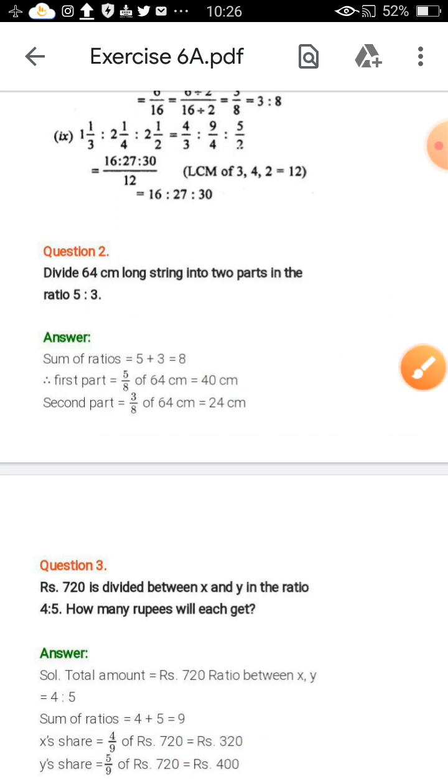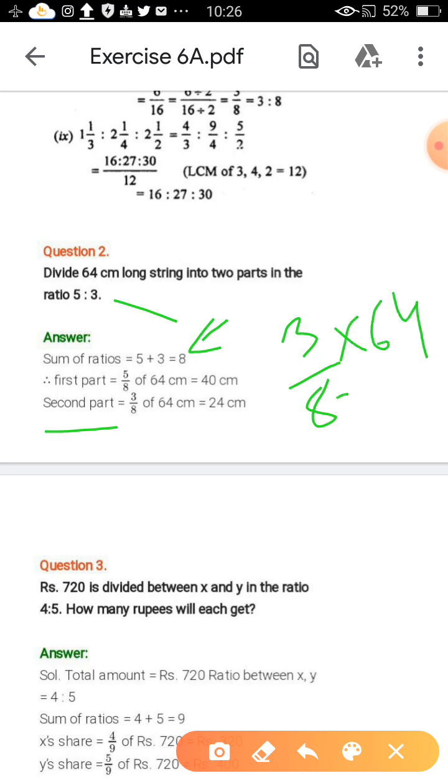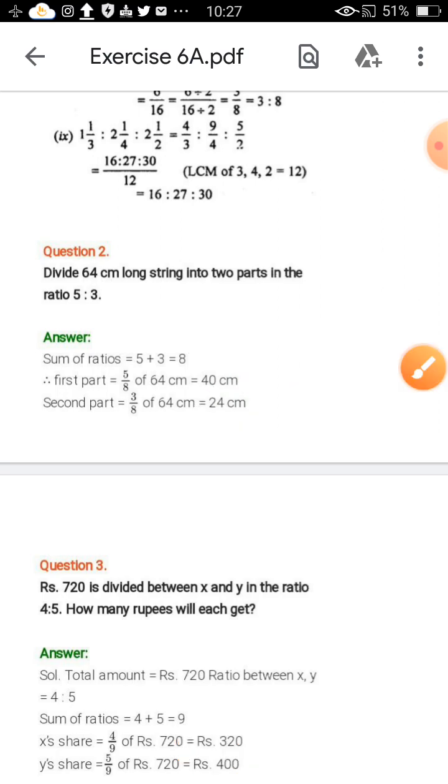You can do this calculation in rough. Then how much is the second part? Second part is 3. So 3 upon 8. Why 8? Because the sum is 8. So 3 upon 8 of 64 centimeter is equal to 24. This also you can do in rough: 3 upon 8 multiply by 64. So 8 eights are 64, 8 threes are 24. So you got the answer. Like that you can find the first part and the second part. Got it now? That means you have divided that 64 centimeter long string into two parts.